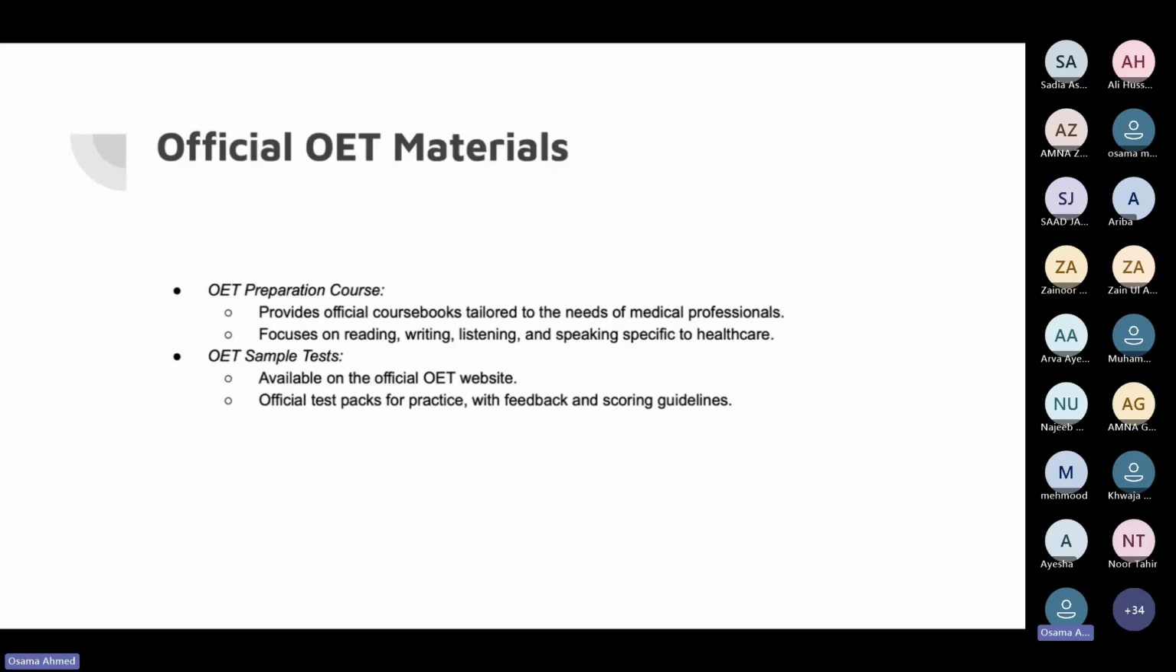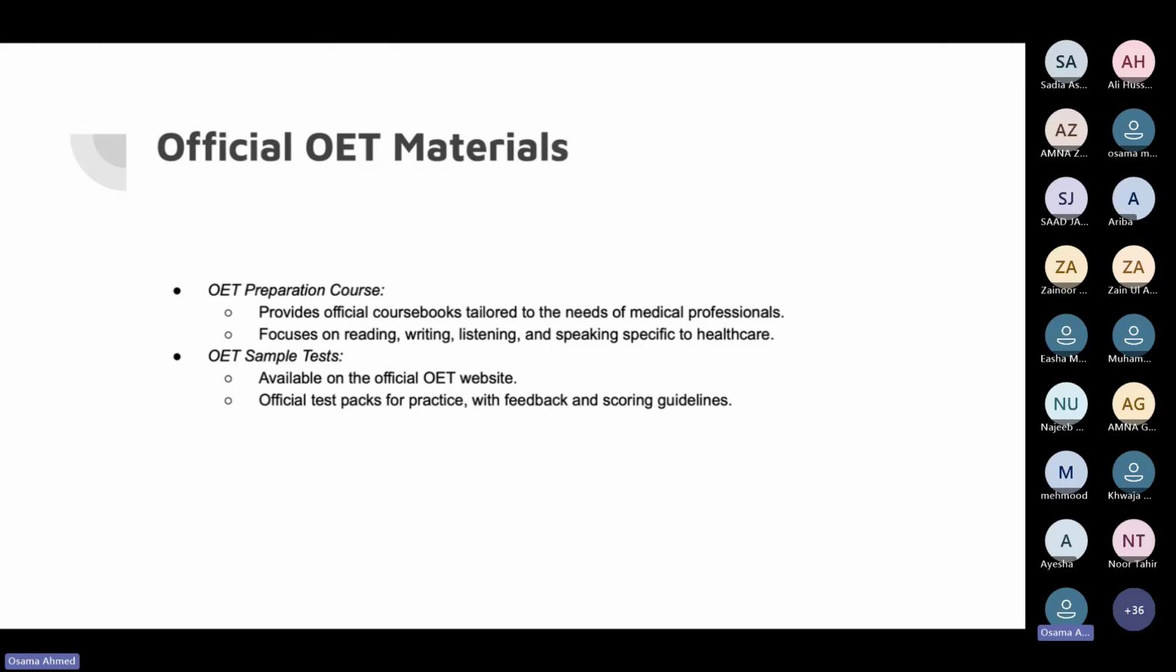So to begin with the study material, I think the number one best resource for OET is the OET website itself. They have a number of free tests available for each sub test. Whether you want to practice listening or writing, whichever you want to practice, they have around 4 to 5 tests for each of those categories there.